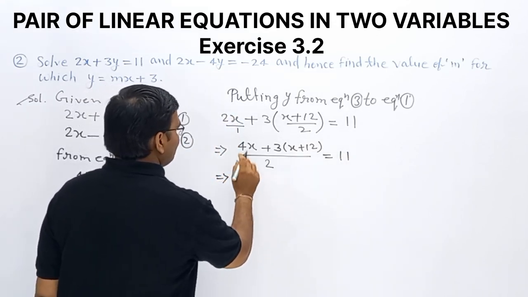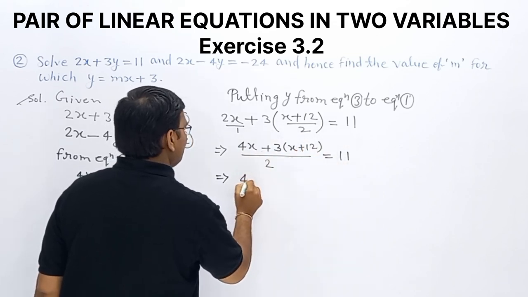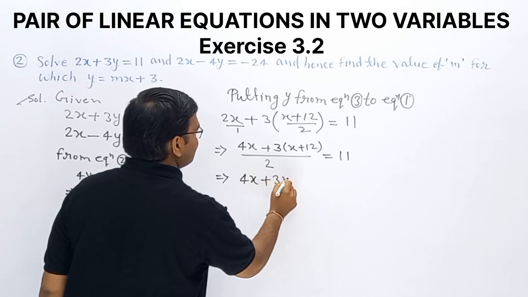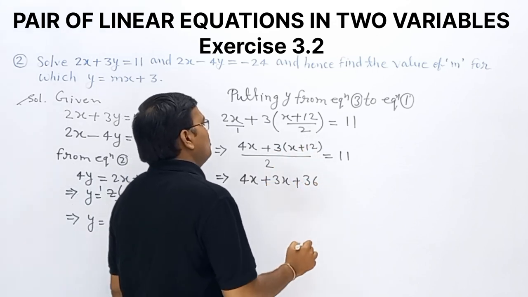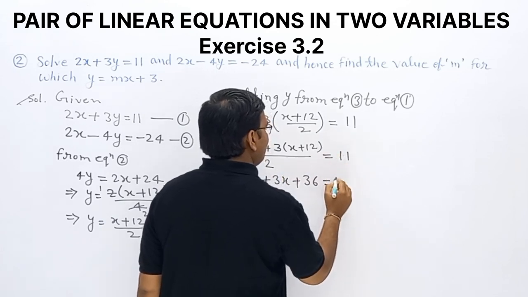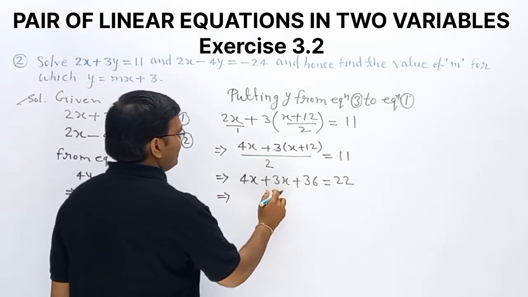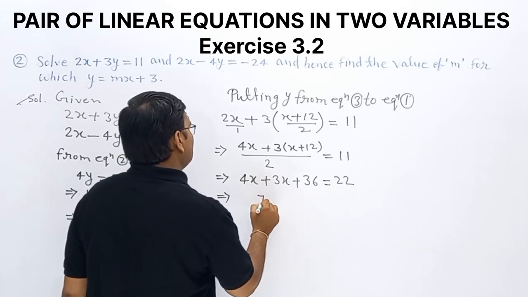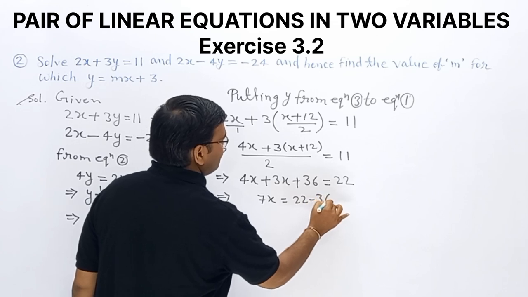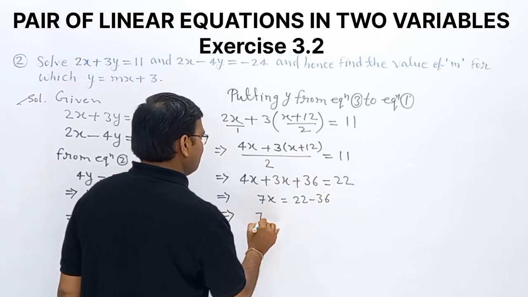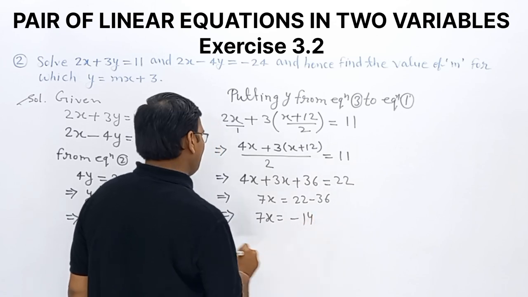Now do the cross multiplication. This can be written as this numerator will be multiplied by its denominator. So we are getting 4x plus 3x plus 12 threes are 36, and this will be multiplied by this one, 22. Now 4x plus 3x will be 7x, equal to 22 minus 36. What we are getting? 7x equal to minus 14.